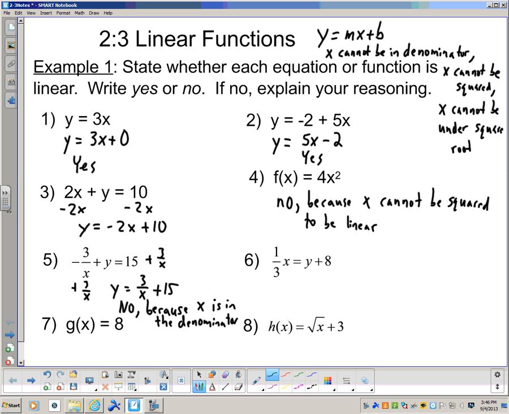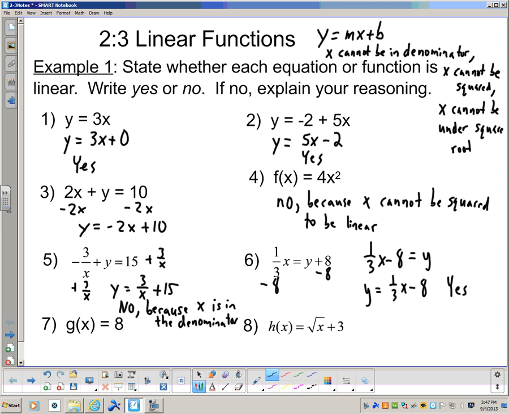Number 6 there, you have 1/3 x equals y plus 8. So I'm just going to go ahead and bring 8 over to the other side by subtracting 8. So on the left-hand side, I get 1/3 x minus 8 equals y. And I'm just going to reverse everything now. So I get y equals 1/3 x minus 8. So I can identify the parts. My slope here is 1/3. My y-intercept here is negative 8. So yes, this is linear.